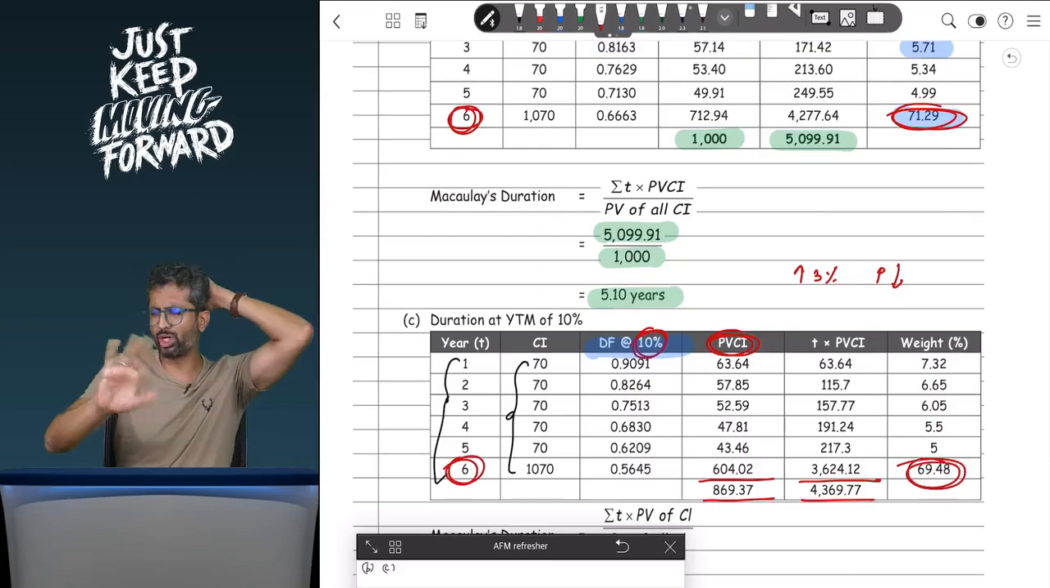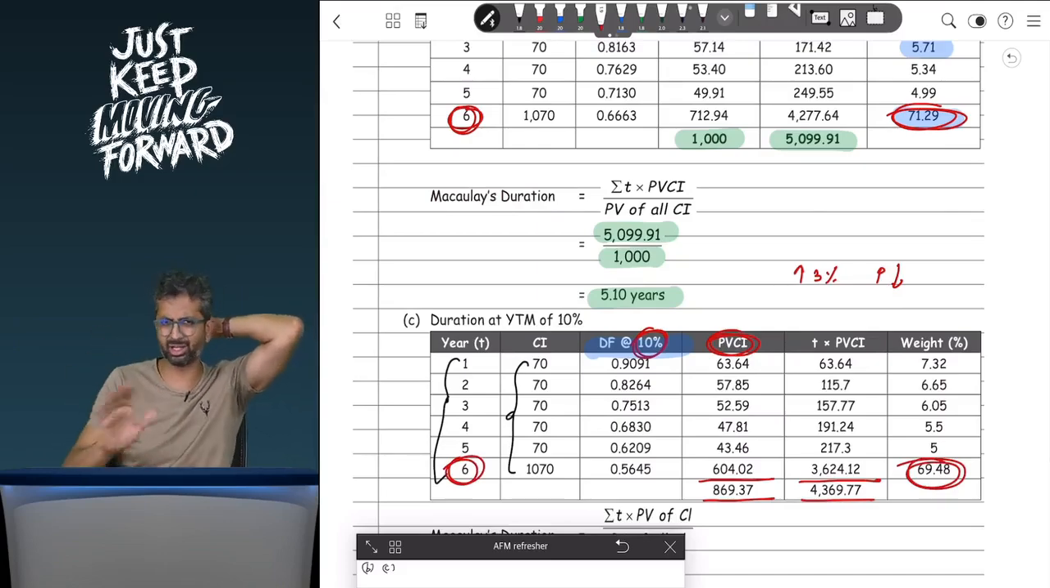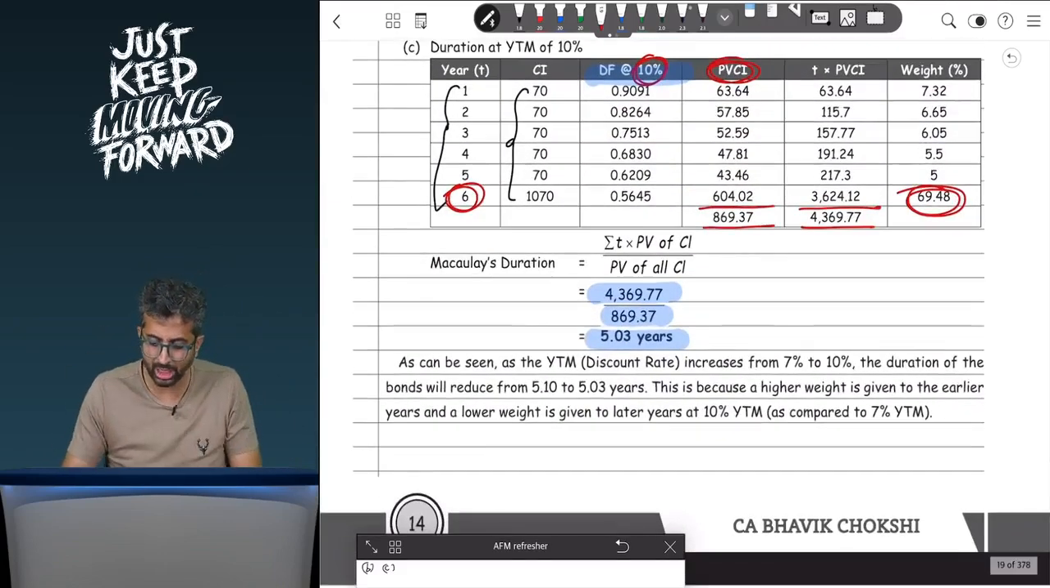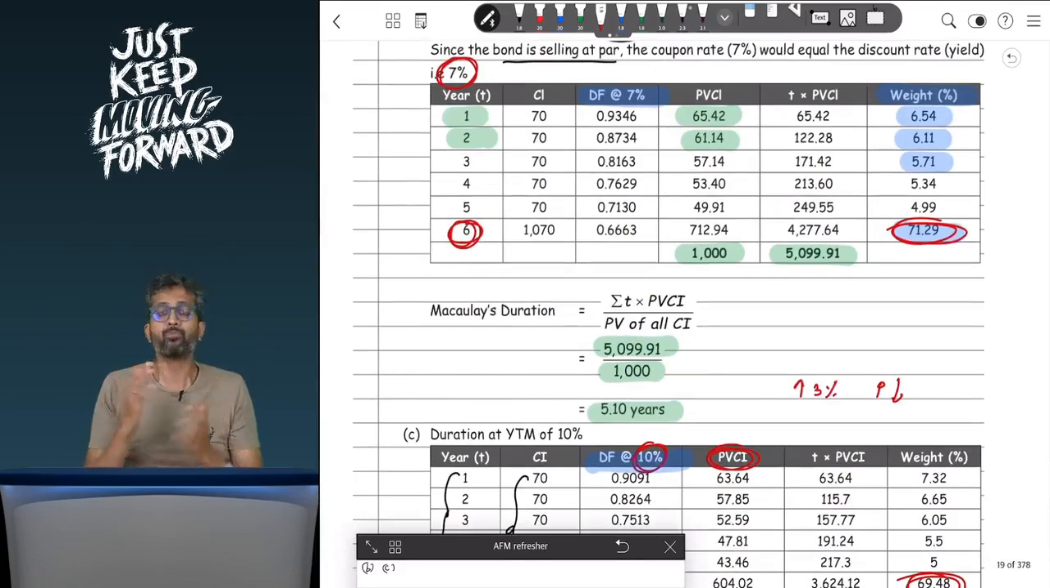Mathematically, you don't need to go into the detailing over here. That's fine. You just need to remember that as the market rate of interest changes, your duration will change.